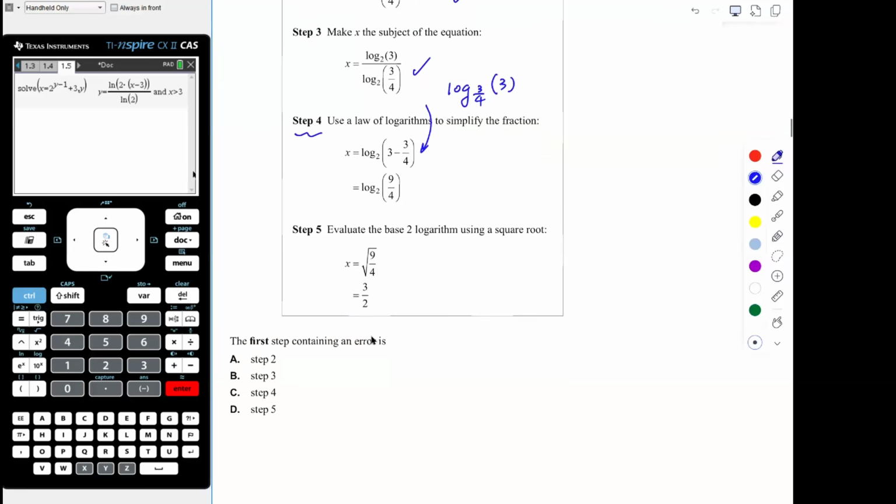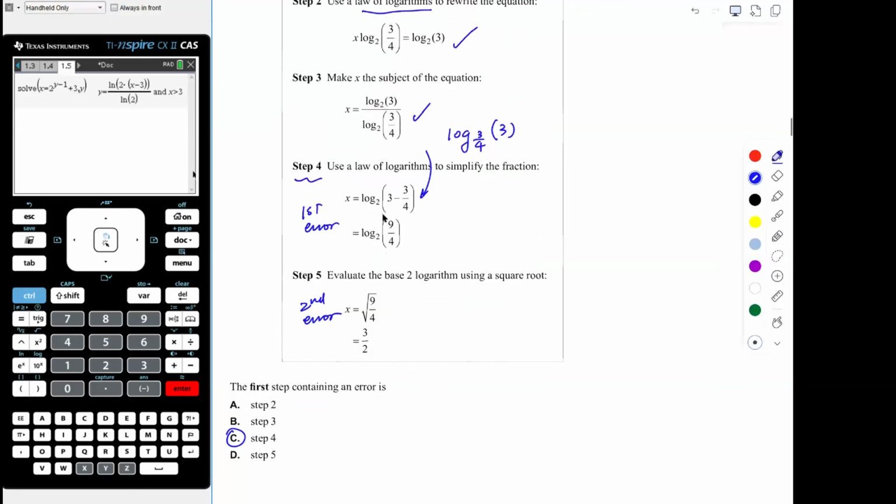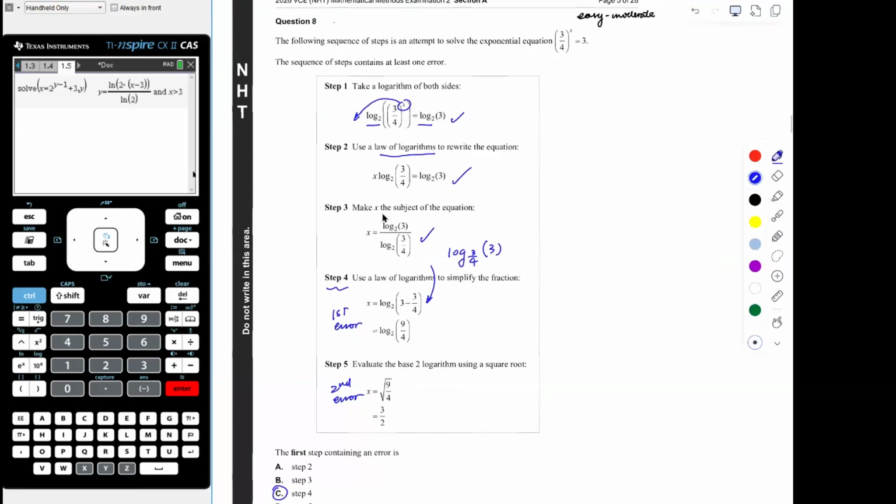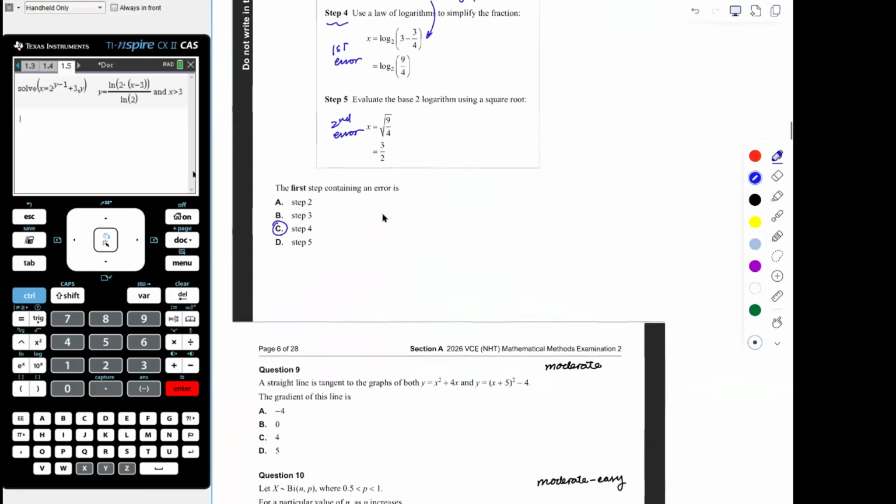The question says the first step containing an error. The first step containing an error is step 4. So option C. This is the first error, and this is a second error, okay? Ooh, an interesting one, actually. This is assessing your conceptual understanding, outcome 1, I suppose.